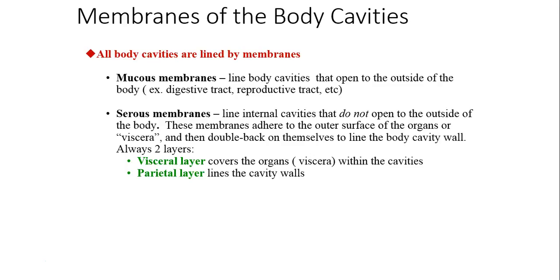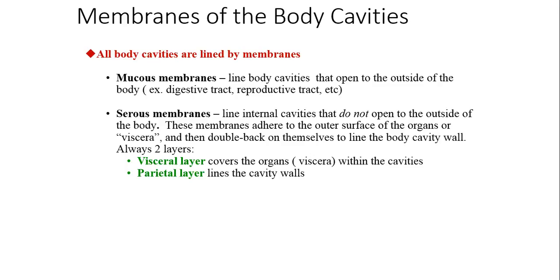All body cavities are lined by membranes, and we can talk about several different types of membranes. First of all, mucous membranes line body cavities that open to the outside of the body. The digestive tract, the reproductive tract, the urinary tract, the respiratory tract. So anything that communicates with the outside of the body, any of these cavities would be lined by mucous membranes. They're moistened by mucus. Body cavities that do not open to the outside of the body are lined with serous membranes. So these internal cavities that we were talking about, pleural, pericardium, abdominal cavity, these are all lined with serous membranes.